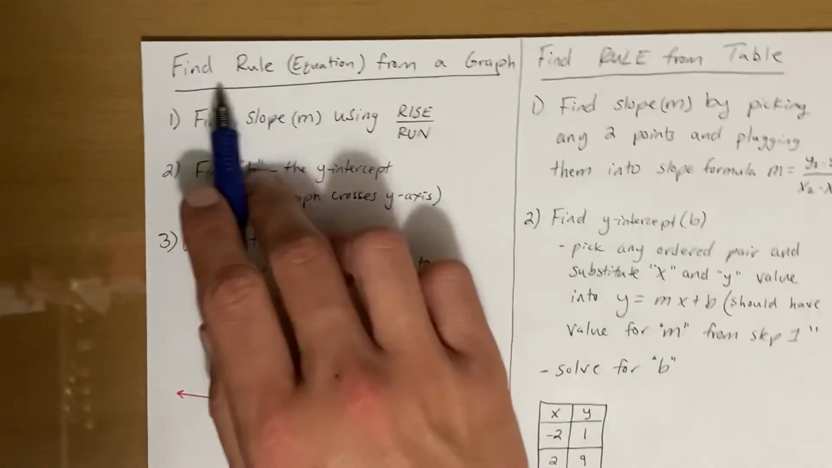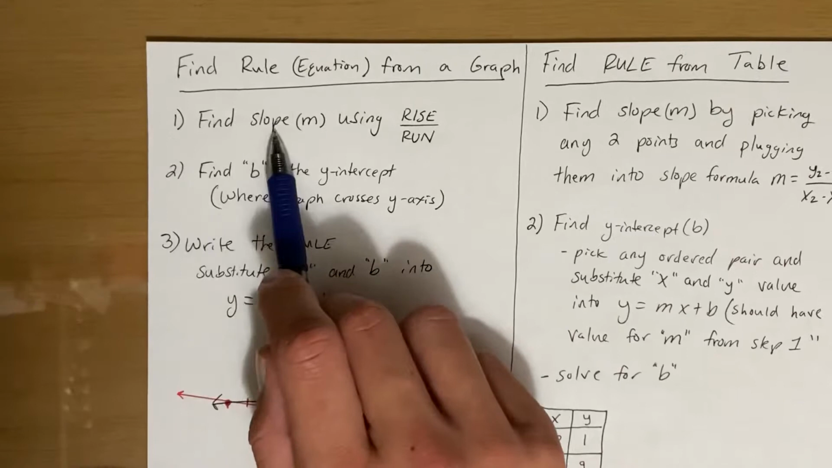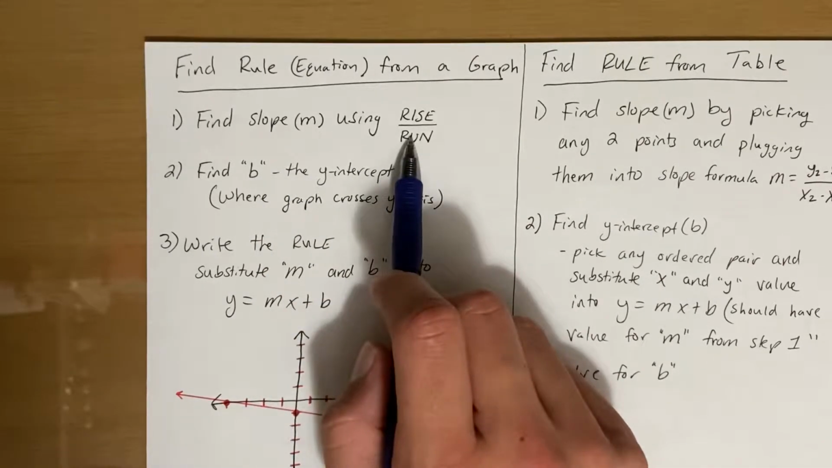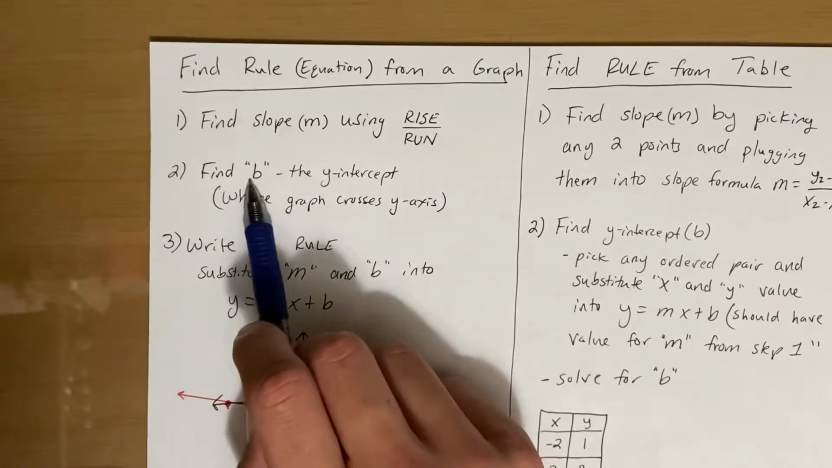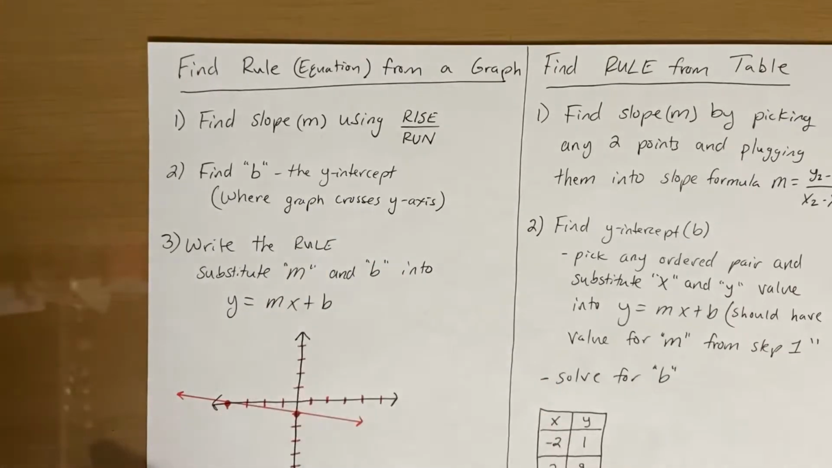It says find the rule or the equation from a graph. Okay, so there's really a two-step process here, and then step 3 is actually writing our rule. Step 1 says find the slope. Remember, slope is m, and since we have a graph, we're going to use rise over run. Step 2 says find b. B is the y-intercept, where the graph crosses the y-axis.